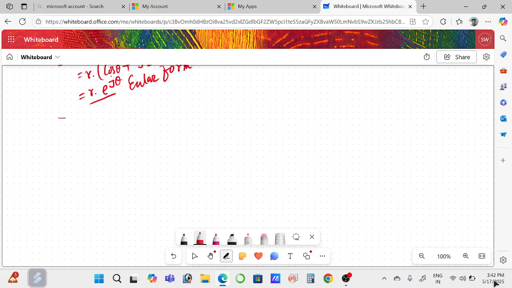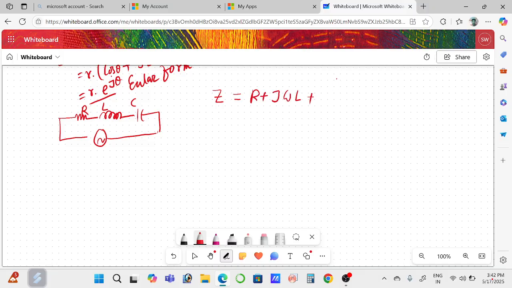Say this is a resistance and this is an inductance and there is a capacitance, and it is driven by an AC voltage source, and this is R, this is L, and this is C. So here the impedance Z is written as R plus j omega L plus 1 by j omega C. If you take j common, this will become j times omega L minus 1 by omega C.